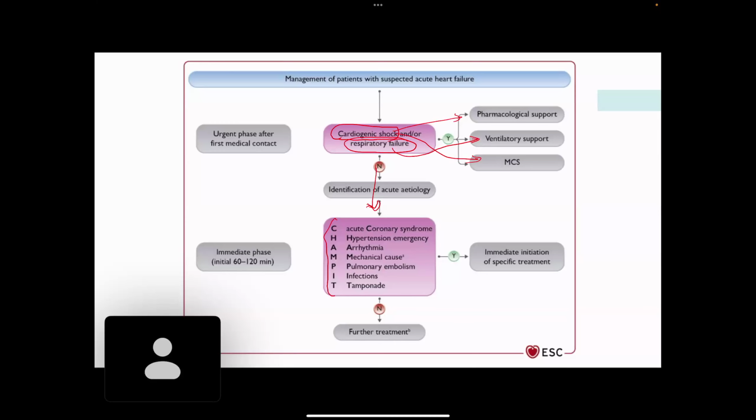There's a small mnemonic for that. It's called CHAMP-IT. C stands for coronary syndrome, H is hypertension, A is arrhythmia, M is mechanical causes, P is pulmonary embolism, I is infections, and T is tamponade. You need to look at these causes because these causes need specific treatment. If you have excluded all this, then you can manage only the heart failure.